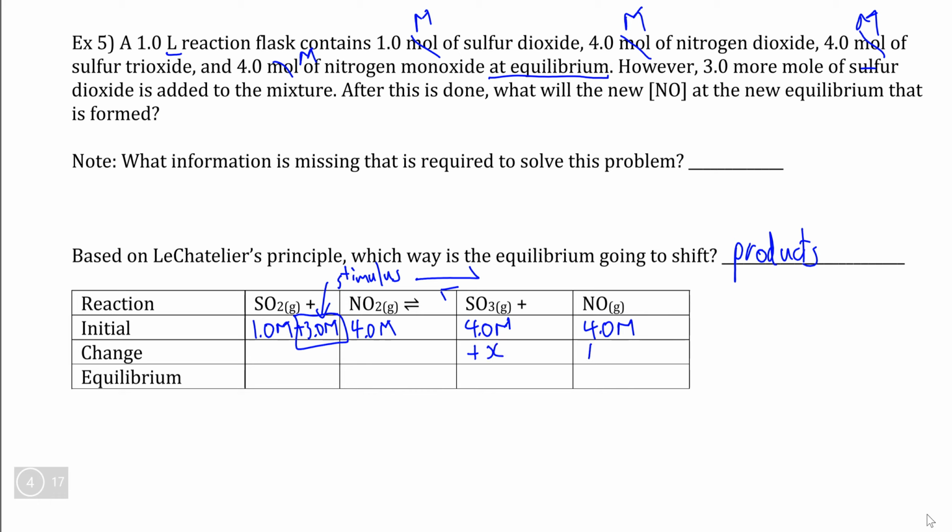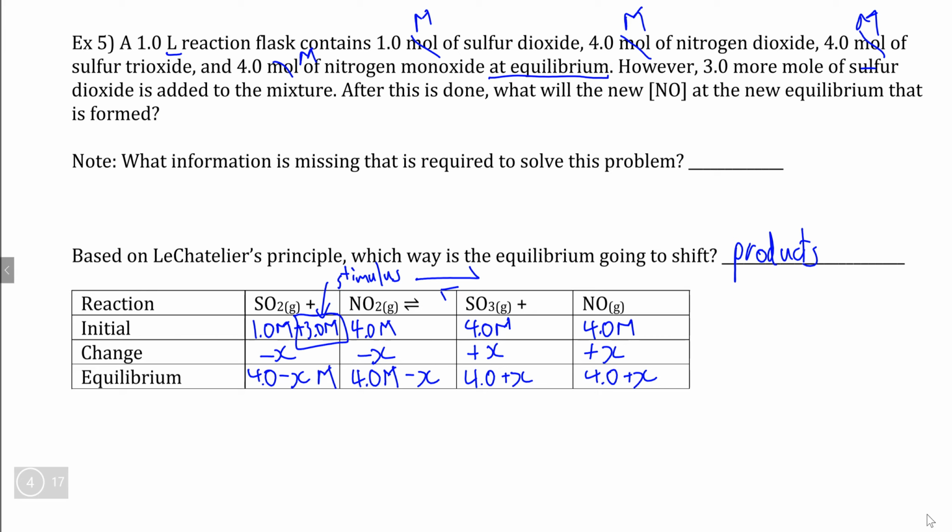Which means that we know our products are going to change by a factor of positive x, while our reactants are going to change by a factor of negative x, which makes it relatively easy to calculate what the equilibrium concentrations of our products and reactants are going to be. In the case of the products, initial concentration 4.0 moles per liter plus X, and conveniently our reactants are simply 4.0 moles per liter minus X, and because the total initial concentration of sulfur dioxide is the same, it would be the same as well.